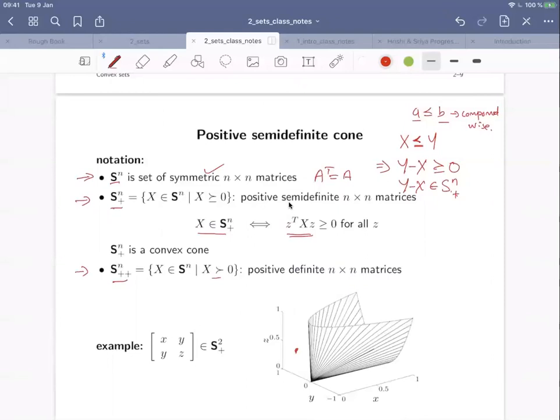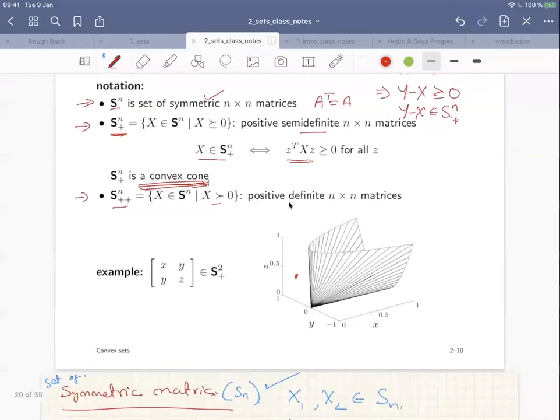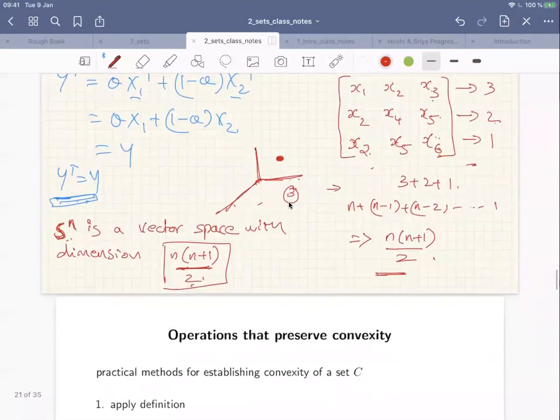Now, next one is the set of positive semi-definite matrices. So we know that that is again convex. We'll prove that, but in addition, that is a convex cone. So we just prove that this is a convex cone. Then we know that a convex cone is already convex, right? So let's see the proof.